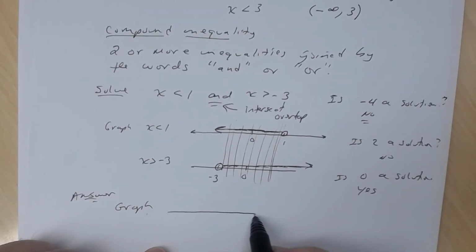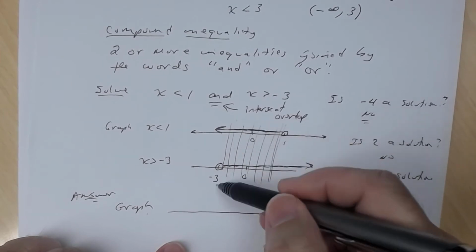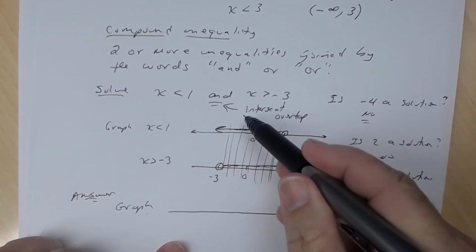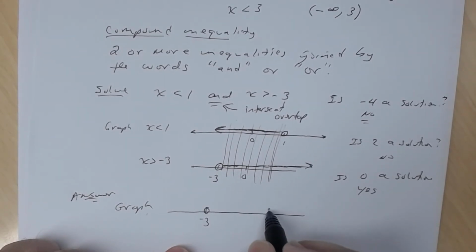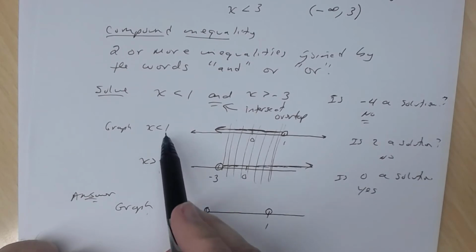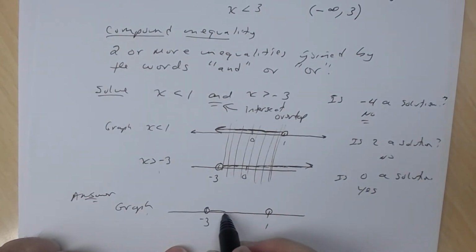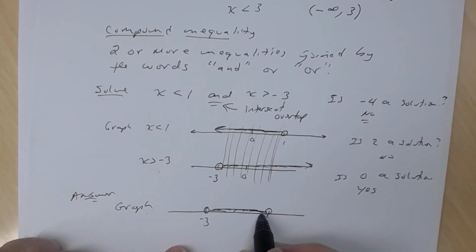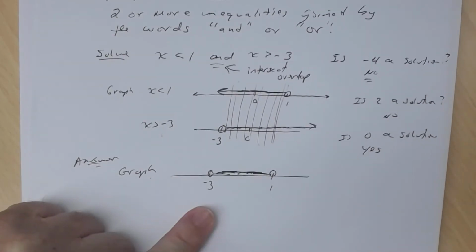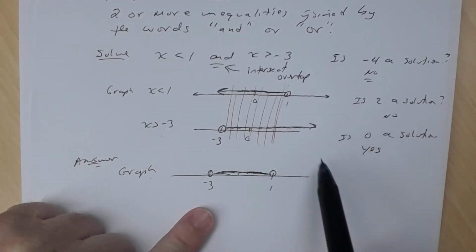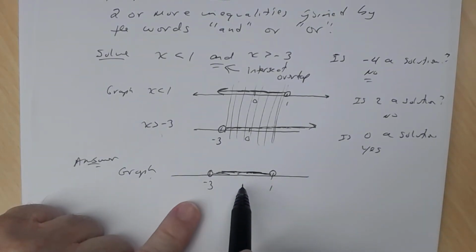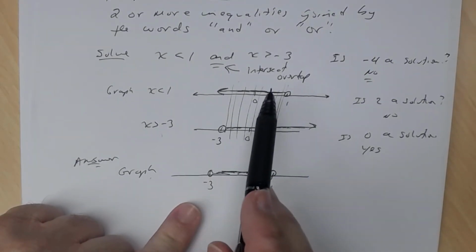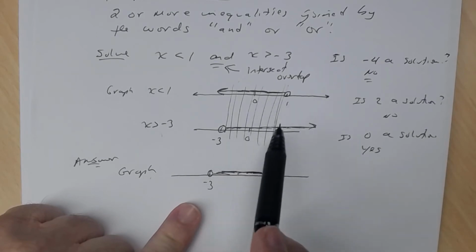All right, so all your solutions are going to be between negative 3 and 1. That's where those two graphs overlap. So you're going to put negative 3 and 1 with open circles, because there's no equal sign on either one, and then you shade between them. So there's the graph of your solution. Remember, any number between negative 3 and 1 is a solution. Remember, this is your work, so don't put that as your answer.